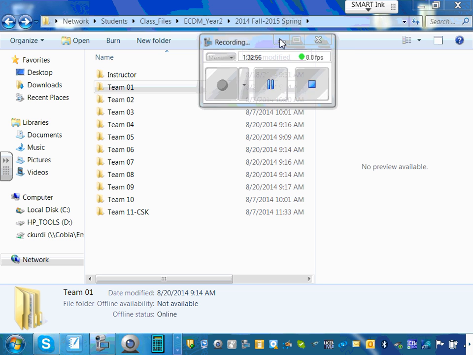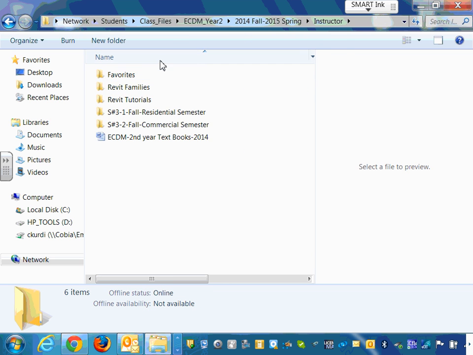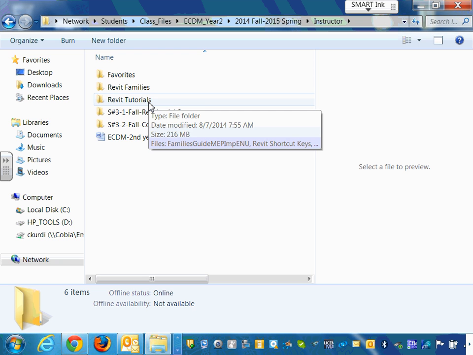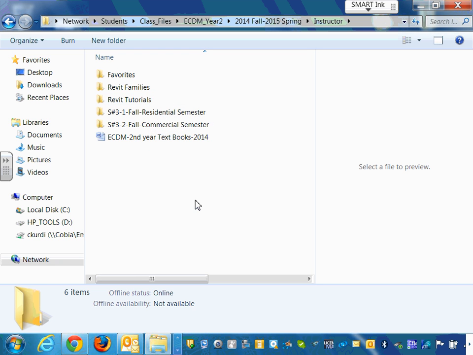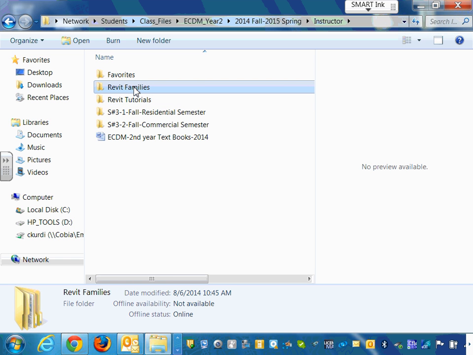Everybody knows how to do that. Let's go to the instructor folder. If you guys go to the instructor folder, please, I would like you to look at the Revit families because that's where you're going to be picking up stuff. One more time, go to the instructor folder and give me a thumbs up when you see what I see right now. Everybody can see that? Good. Now, right in here, gentlemen, there is Revit families. Can you guys see that folder?